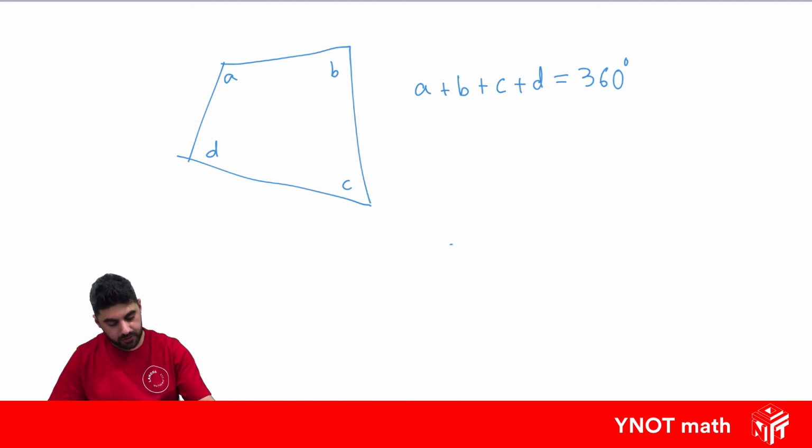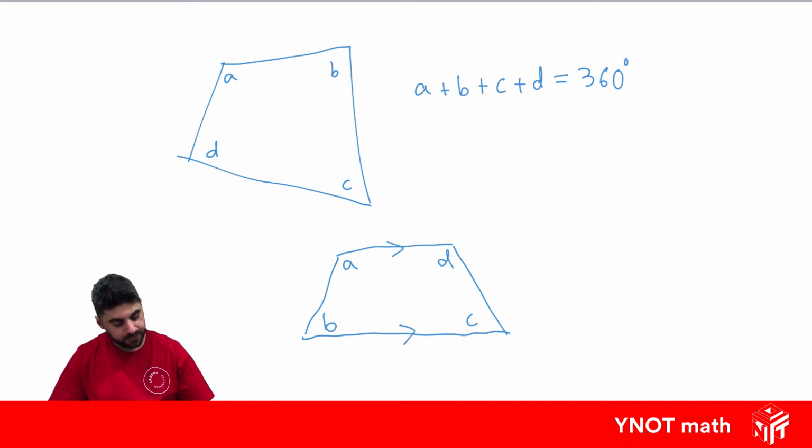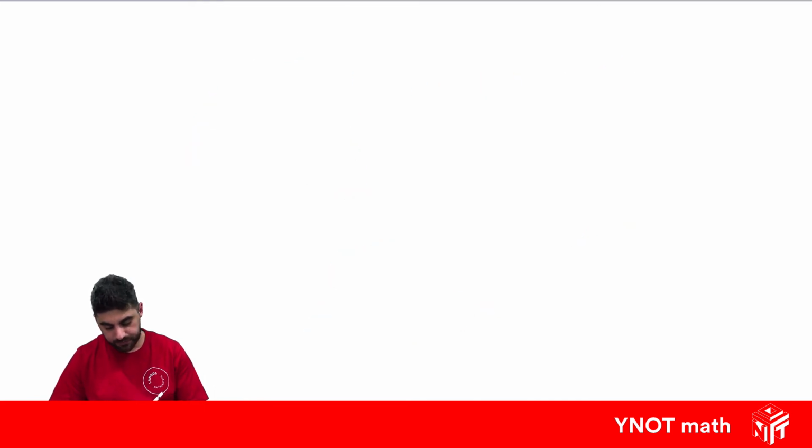And any quadrilateral that has a pair of parallel sides, like a trapezium or parallelogram, square or rectangle, also has co-interior angles. So in this case, A plus B would equal 180, and C plus D also equals 180 degrees, because they're inside the parallel lines. Let's have a look at some examples.